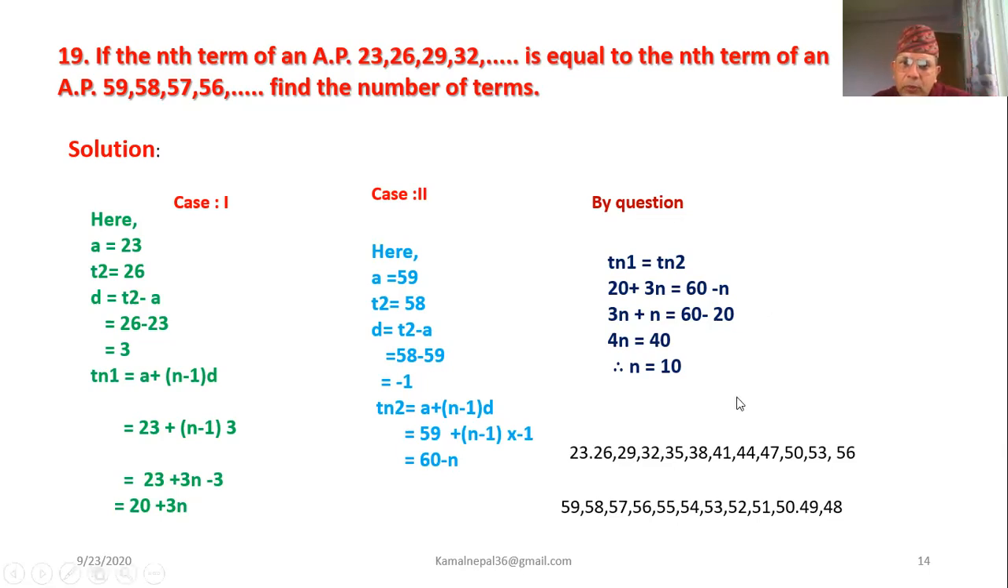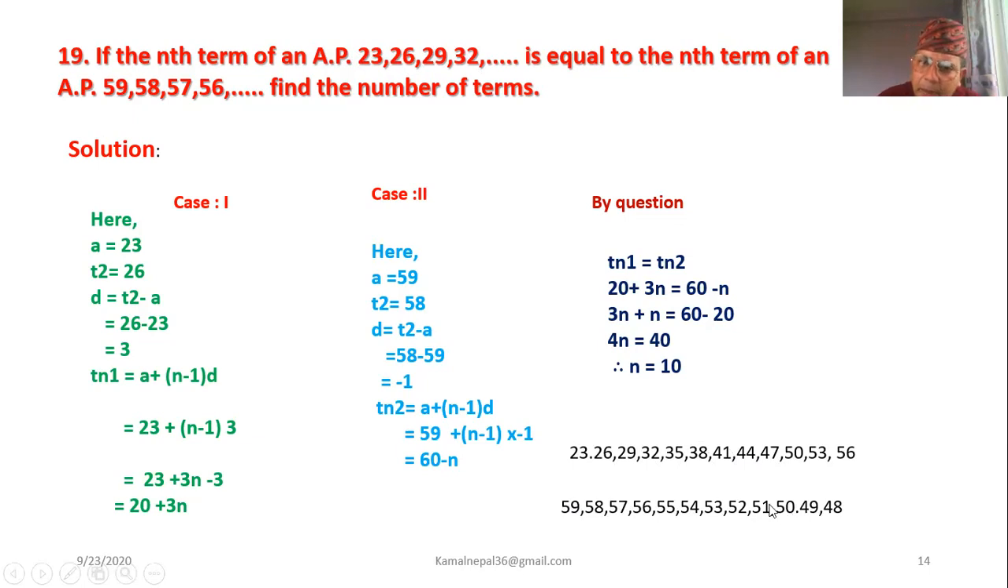Now I'm going to give you one example. You have the first series 23, 26, 29. Now construct: 23, 26, 29, 32, 35, 38, 41, 44, 47, 50, 53, 56. You have these terms for the first series, and for the second one, 59, 58, 57, 56, 55, 54, 53, 52, 51, 50. Now count: 1, 2, 3, 4, 5, 6, 7, 8, 9, 10.